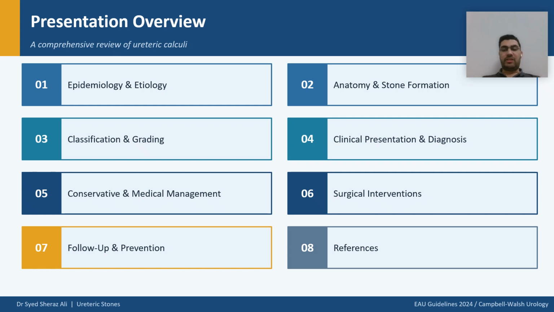Fifth and sixth, the management section, we will cover both conservative and medical management, including medical expulsive therapy, followed by a range of surgical options available. Finally, we will discuss follow-up and recurrence prevention, a critically important but often overlooked aspect of stone disease management. And we close with a full reference list for your reading.